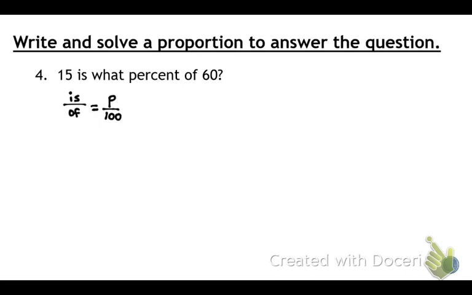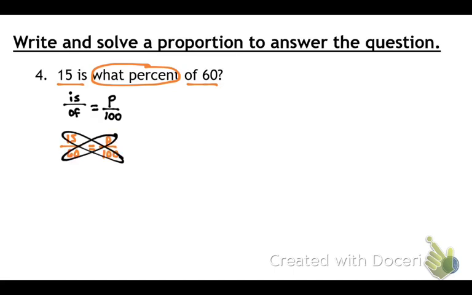And now we always talk about underlining and circling certain things. Angeline, what should I underline? Okay, underline 15 is? Very good. Okay, so we're just separating it into our is, our of, and our p. Reese, what is the is? 15. Gavin, what's my of? 60. And then equals p over 100.